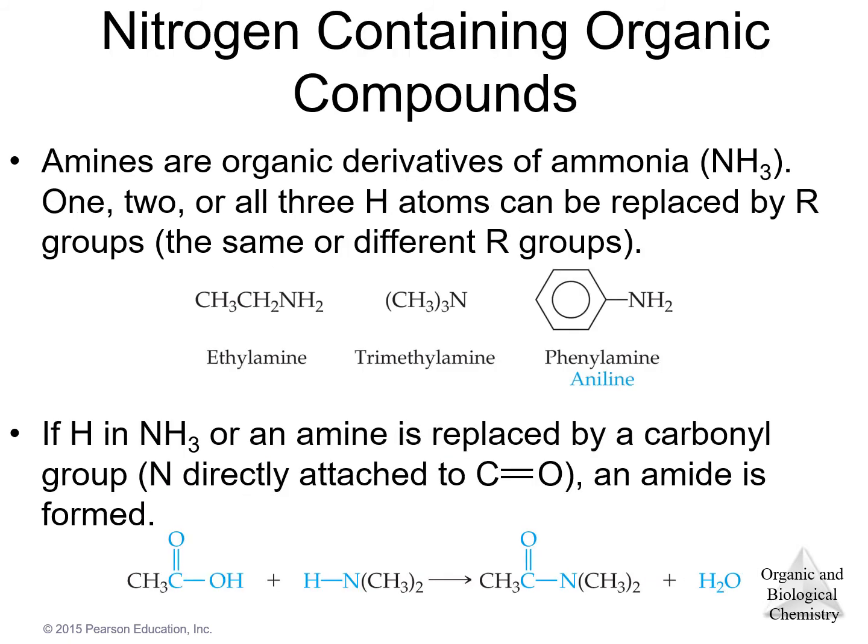Now, amines contain nitrogen in them. Amines are organic derivatives of ammonia. One, two, or all three hydrogen atoms can be replaced by R groups. Remember, that's trigonal pyramidal. If the hydrogen in NH3 or amine is replaced by a carbonyl group, an amide is formed. So if you take the N and attach it to that carbonyl group, you make an amide.